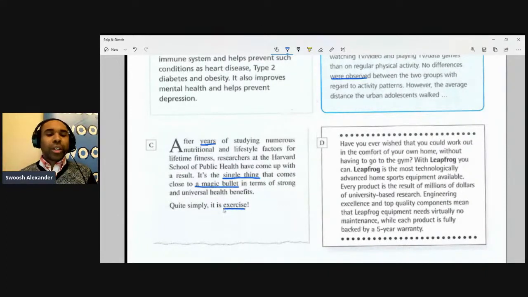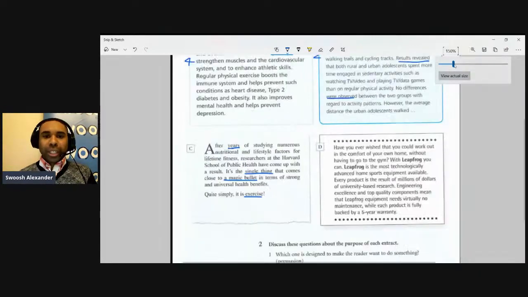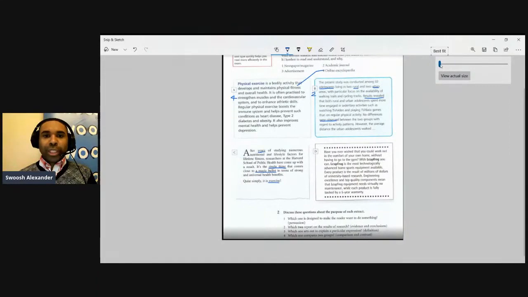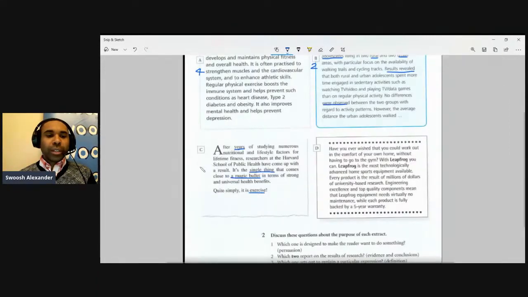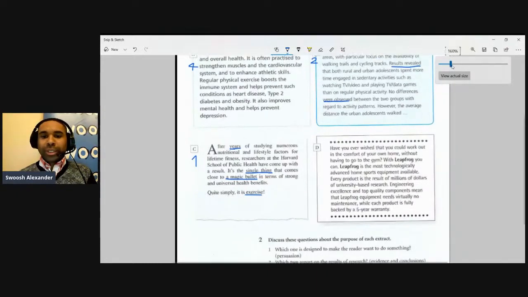So it's not advertising anything to us, it's not advertising a product or a service. It is reporting information, but reporting information in a more informal manner. And so that would be quite consistent with a newspaper article. So for C, option number 1. And finally for D, well, we've only got one option left.